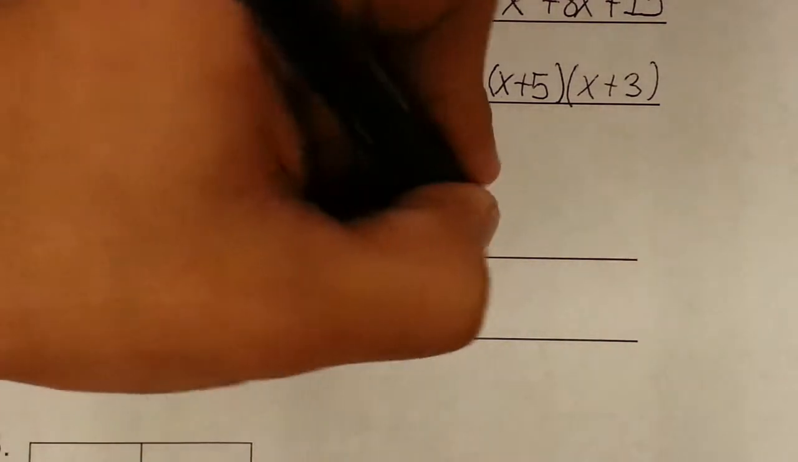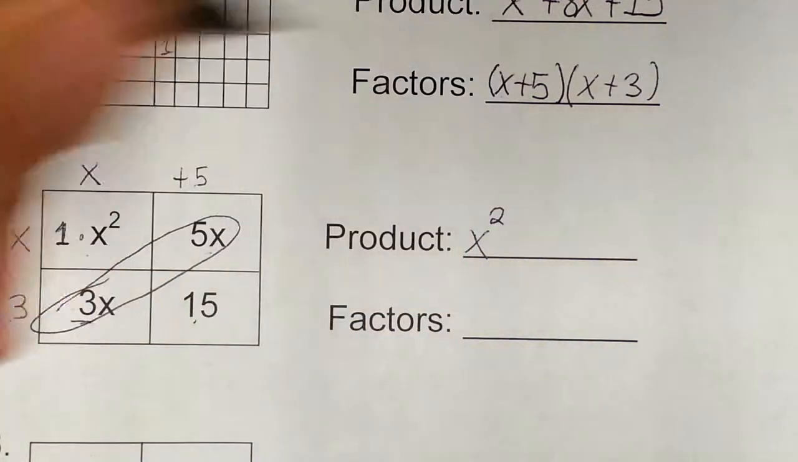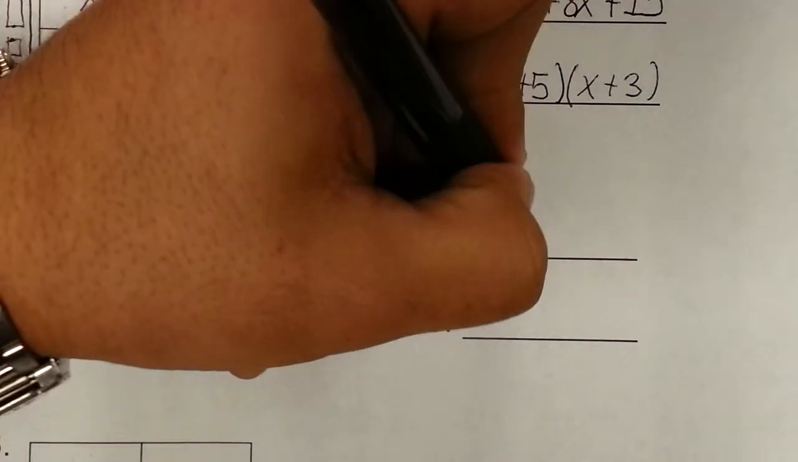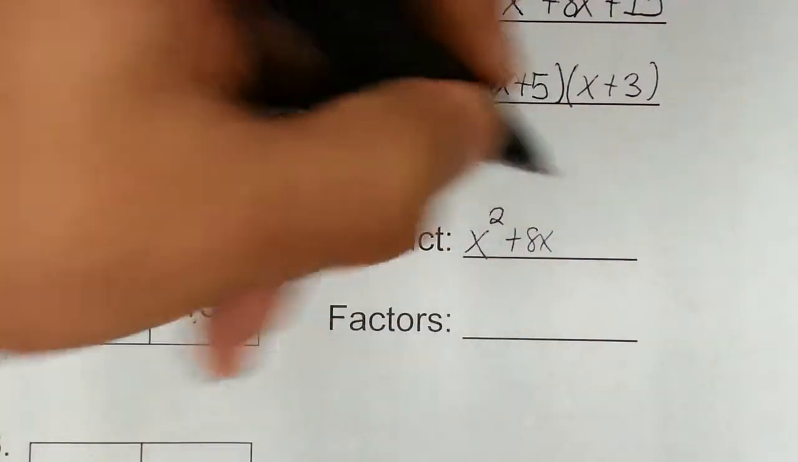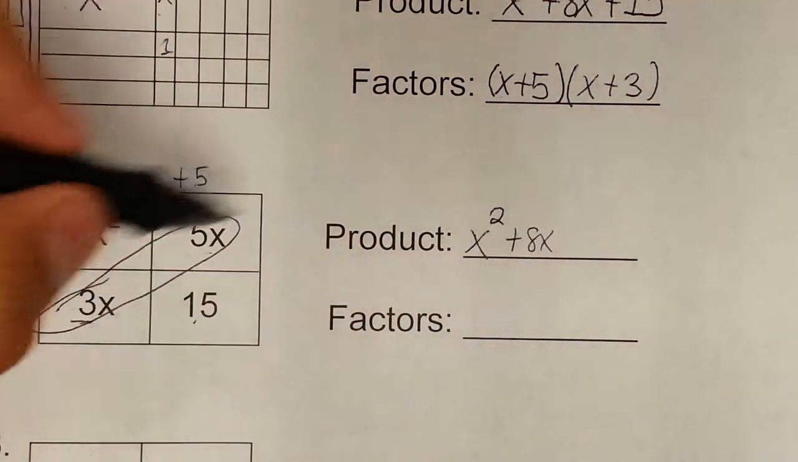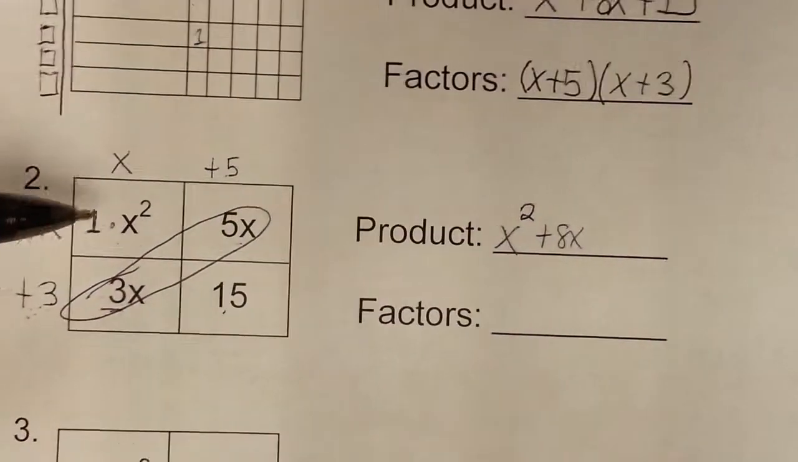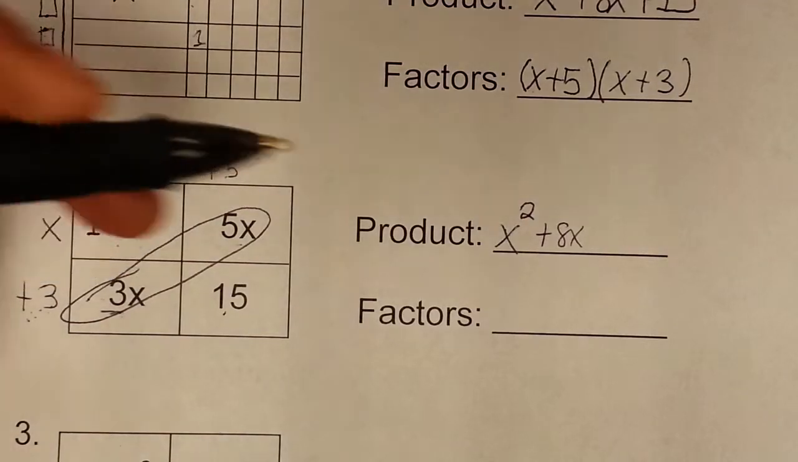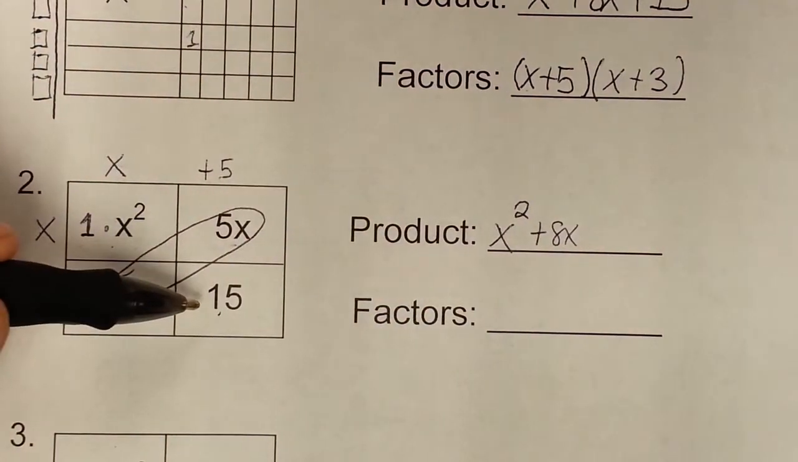We have an x squared. A 3x and a 5x will give us an 8x. We keep our base and exponent. If you don't see an exponent, it's a 1. And then add or subtract the coefficients as necessary. It's a positive 3 and a positive 5, so we get an 8x. And then a 15.